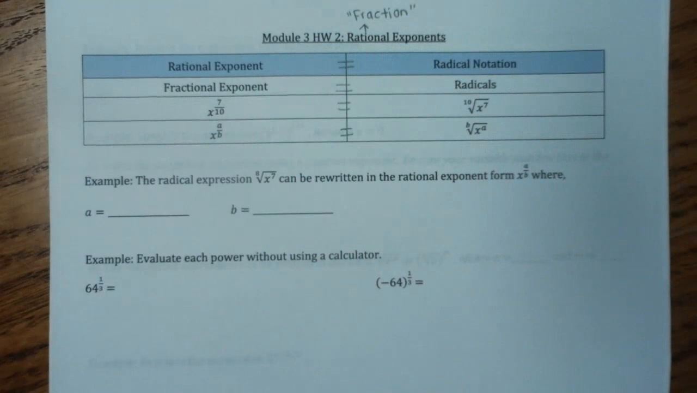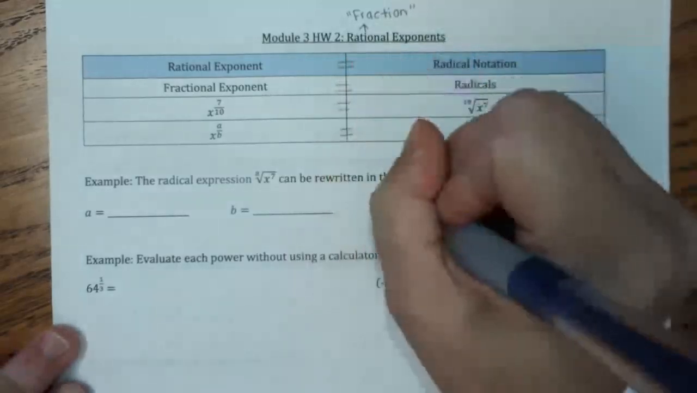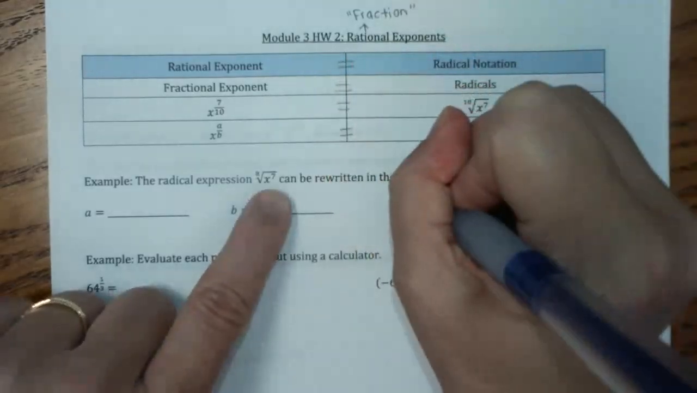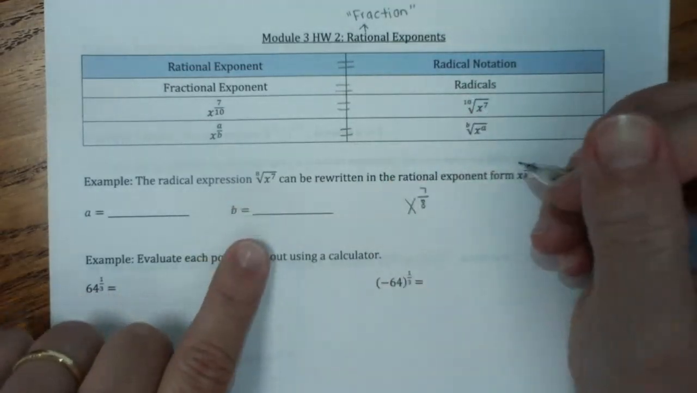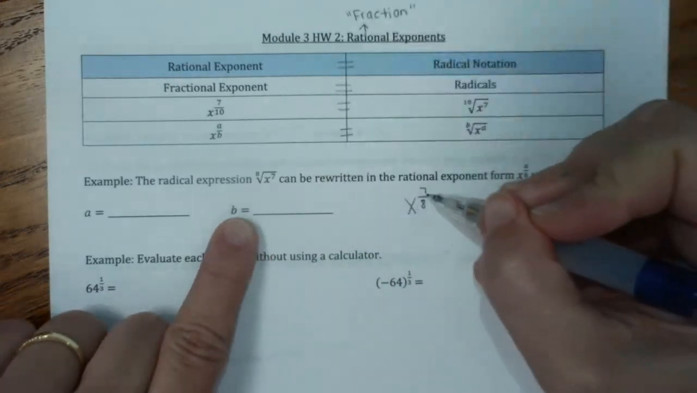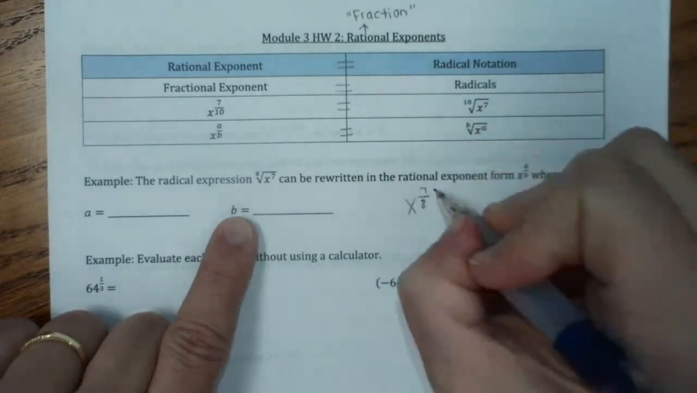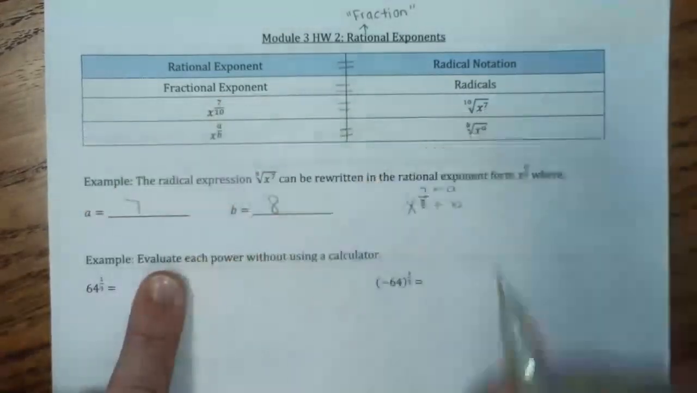So the radical expression, the eighth root of x to the 7th, can be rewritten in rational exponent form, x to the a over b, where a is blank and b is blank. All right, so we have the eighth root of x to the 7th. So x is our base. That 7's up top, it's going to stay up top. 8 is our root, so it's going to go to the bottom of our fraction. So the eighth root of x to the 7th power is the same thing as saying x to the power of 7 over 8, where up top a is going to be 7, and on the bottom b is going to be 8. So a is 7, b is 8.